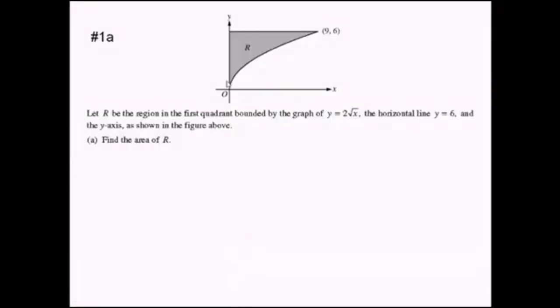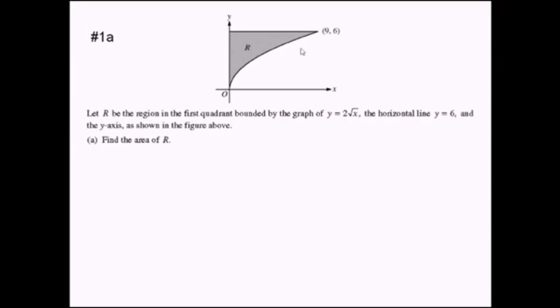For this no calculator free response, we're given the region R as bounded by 2 radical x and the horizontal line y equals 6 up here. We want to find the area of R for this first part of the problem. So I'm just going to be doing an integral from left to right of top minus bottom. So that's going to be the integral from 0 to 9.